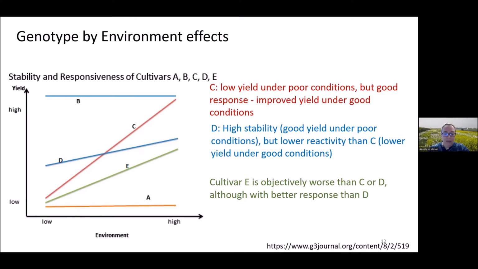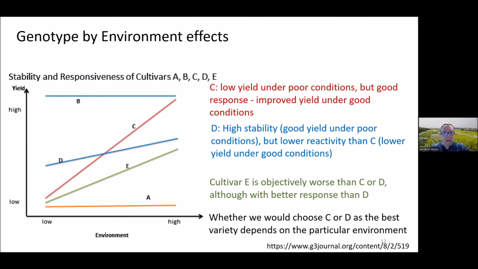And we have cultivar E, which is objectively worse than C or D, even though it has a better response than D does. So when we're selecting cultivars, whether we would choose C or D as the best variety actually depends on the particular environment. And this is another example of how the breeding and agronomy practices need to also work together.